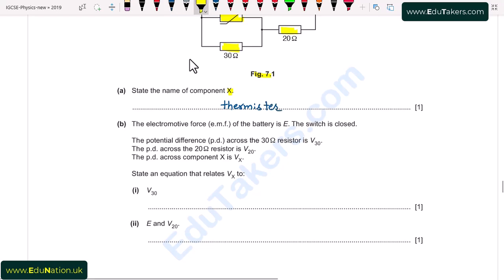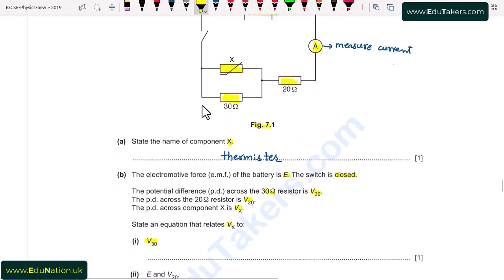Part B. The electromotive force, EMF, of the battery is E. The switch is closed. Switch is closed, it means that the current is flowing through the circuit. The potential difference, PD, across a 30 ohm resistor is V30. The potential difference across the 20 ohm resistor is V20. The potential difference across the component X is Vx. State an equation that relates Vx to V30.